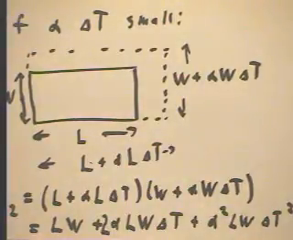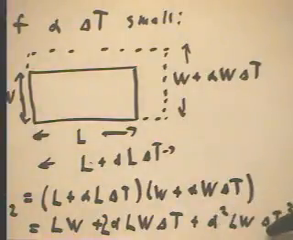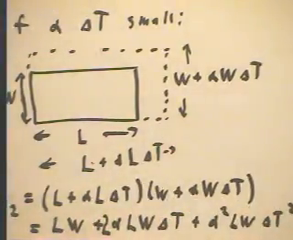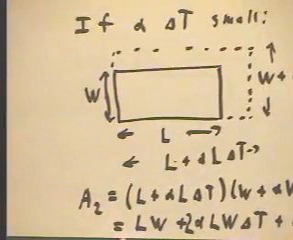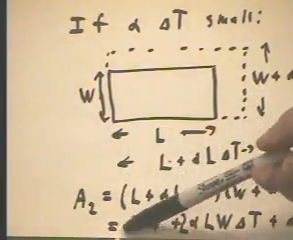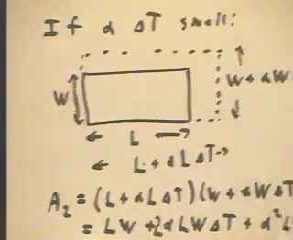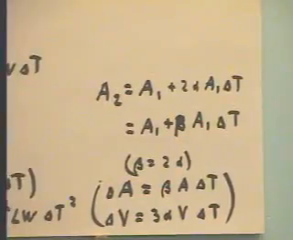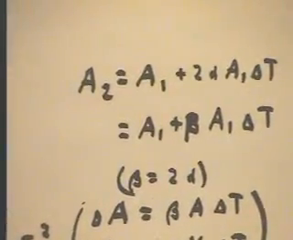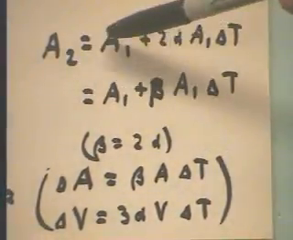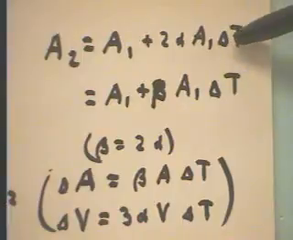Now, one thing that's important here is that alpha delta T is pretty small. So alpha squared delta T squared is going to be really small compared to anything else in this area expression, and we can therefore ignore it. And we can simply say that the area A2 is pretty close to LW plus 2 alpha LW delta T. Okay, so we're going to say that A2 equals A1 plus 2 alpha A1 delta T.